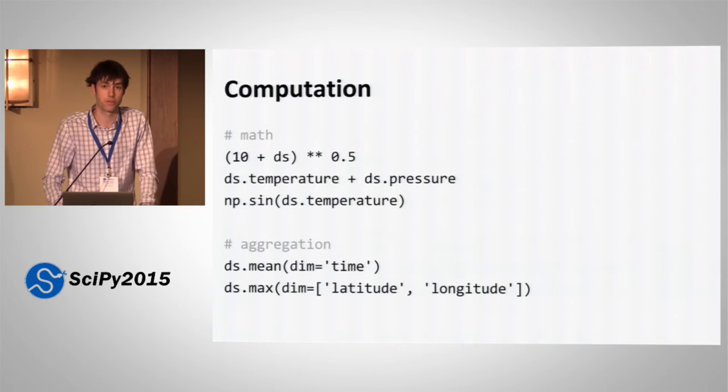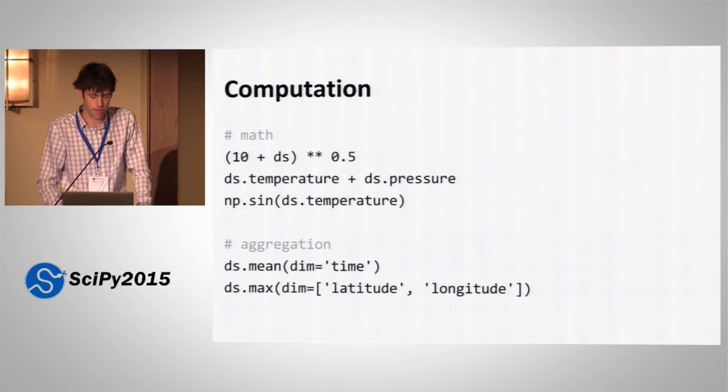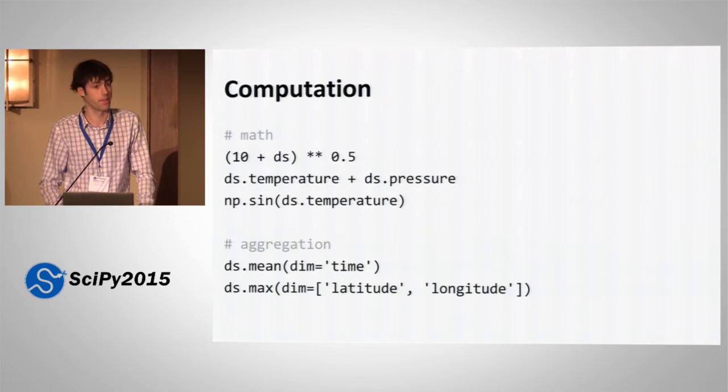So we can do the standard sorts of computation that you'd expect with these array objects. You can do the math. You can use NumPy universal functions. And then we can also do aggregation. And aggregation works with the labels.